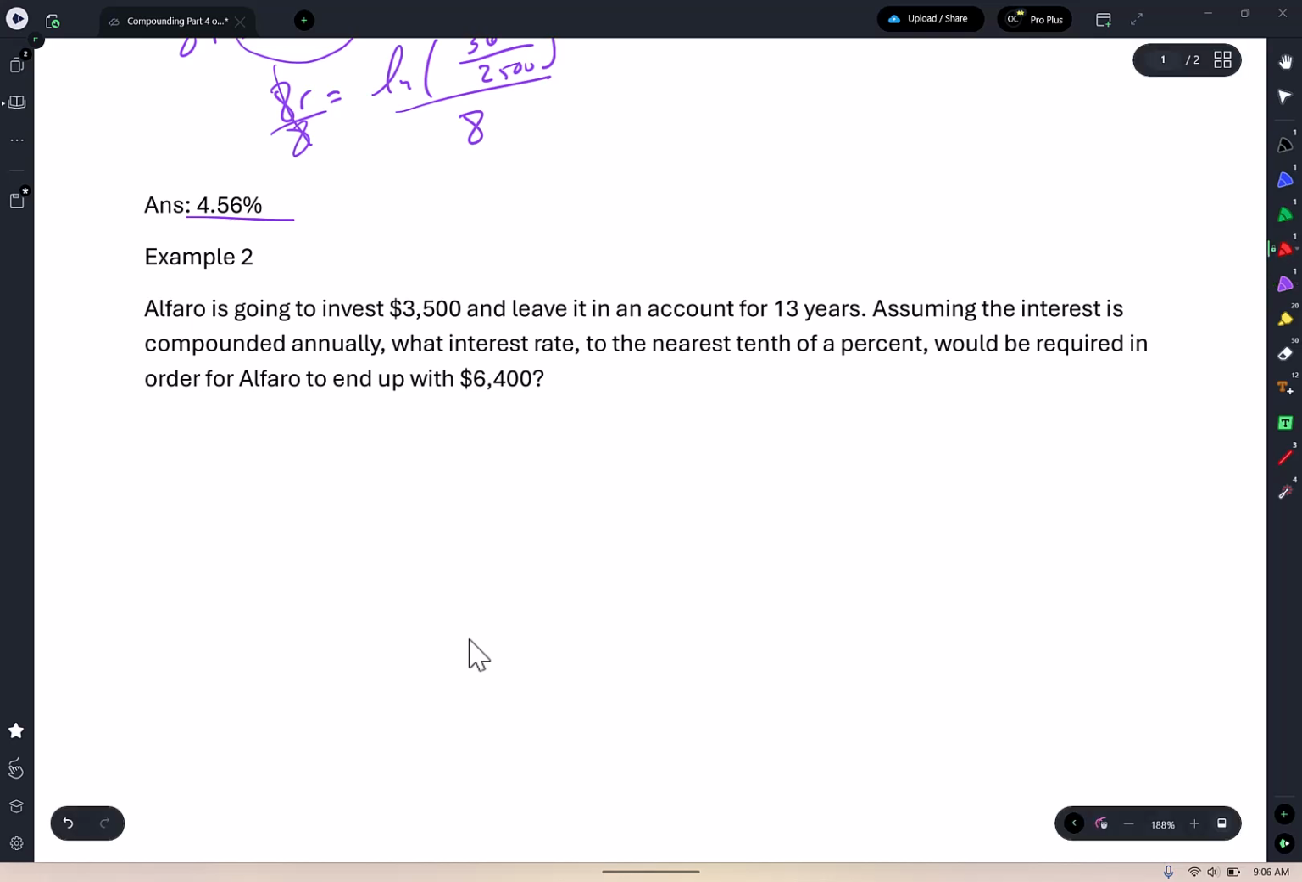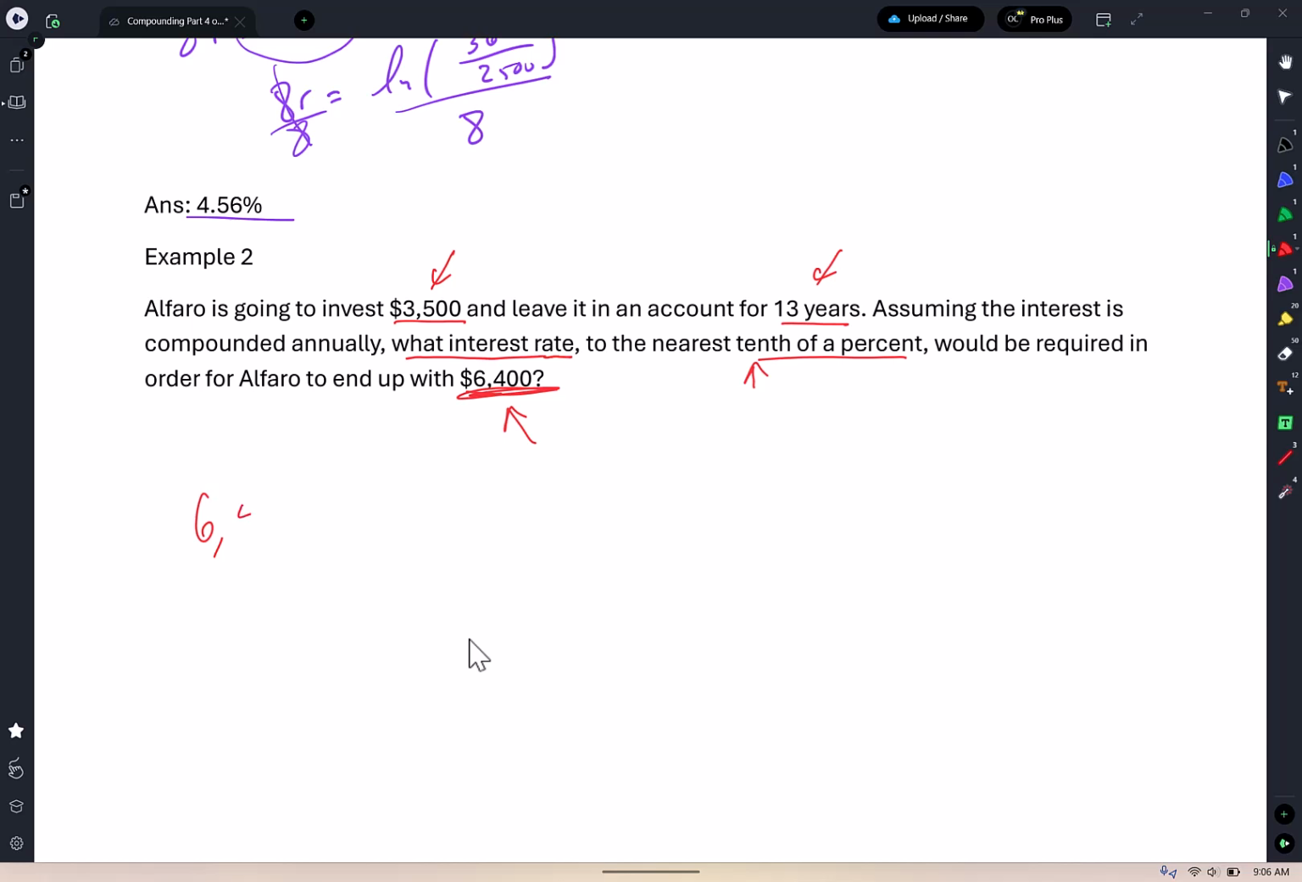All right, let's go to another one, guys. Let's see what this one says. Alfaro is going to invest $3,500 and leave it in an account for 13 years. So this is the initial amount, and this is the time. Assuming the interest is compounded annually, what interest rate to the nearest tenth of a percent, so one digit after the decimal, would be required in order for Alfaro to end up with $6,400? So this is the amount that we want to have.